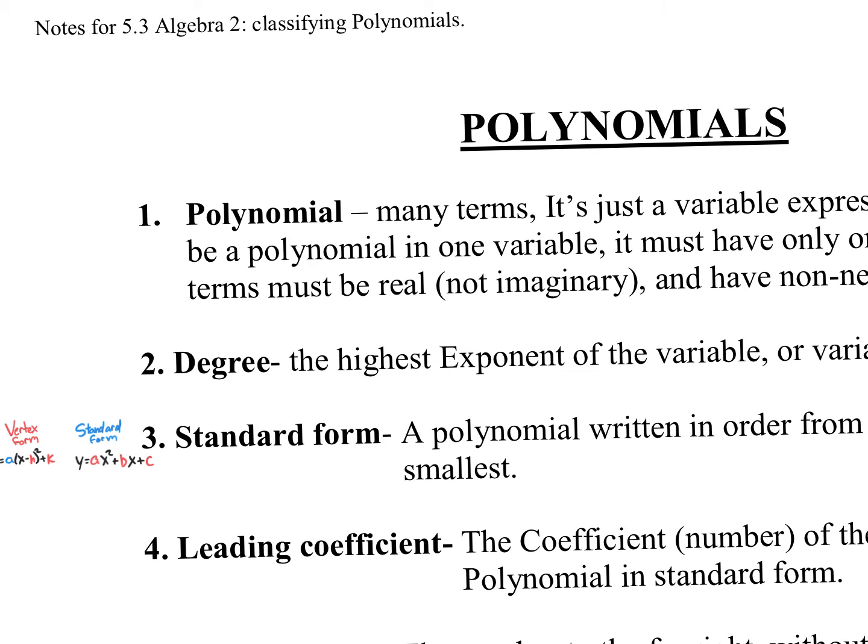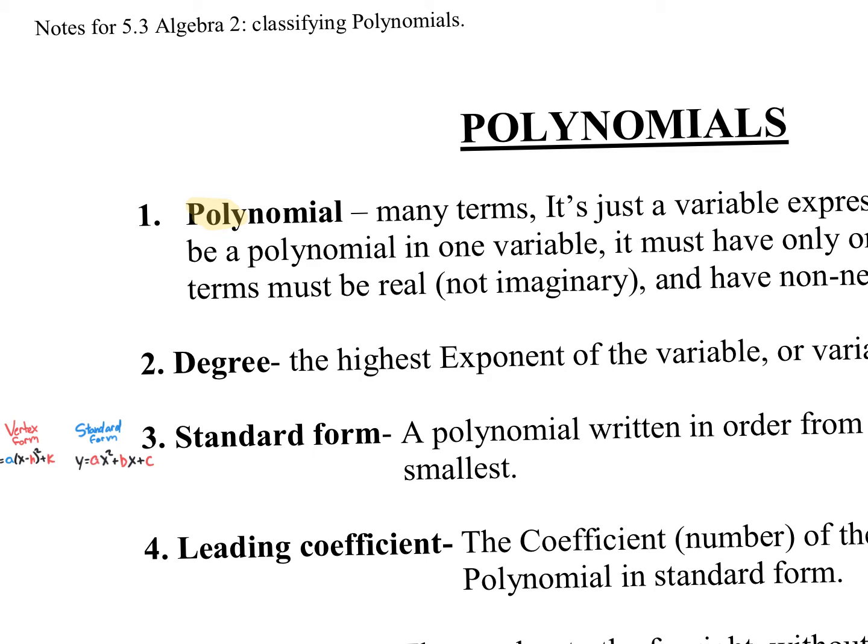What is a polynomial? Well, you could read the instructions right there. But it's simply, the word poly means many, right? Poly means many. So it's a variable expression with many terms. Any variable expression is technically a polynomial. If it has variables, math operations, and numbers, it's technically a variable expression. It's technically a polynomial, but it has to only have a certain type of variable.